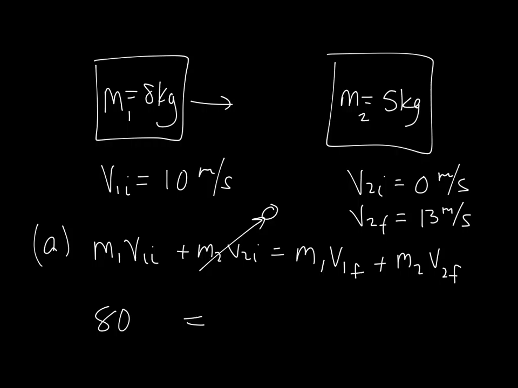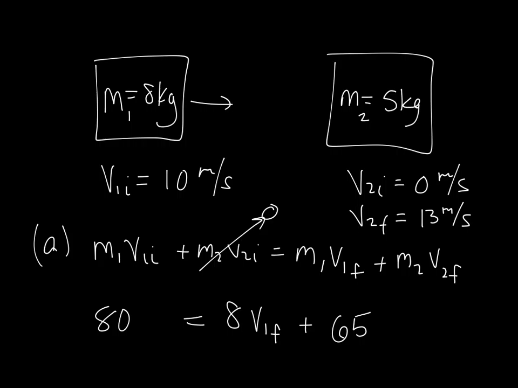So M1 V1F is the one that's unknown. We have 8, and we're missing V1F. M2 V2F is going to be 5 times 13, or simply 65. Again, take a look at your variables. This is the momentum of object 1 before the collision. The momentum of object 2 before the collision is 0. The momentum of object 2 after the collision is 65. That's the 5 kilograms times the 13 meters per second. What's unknown is the velocity of the first object after the collision.